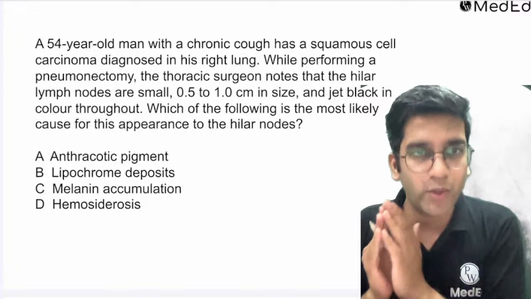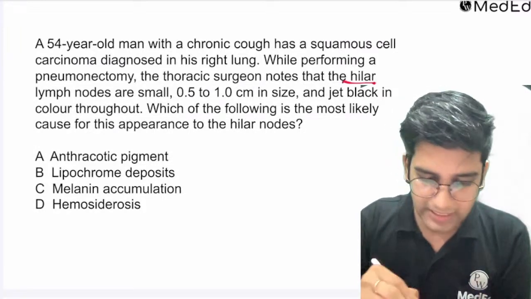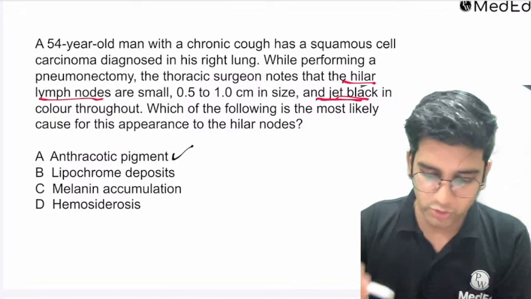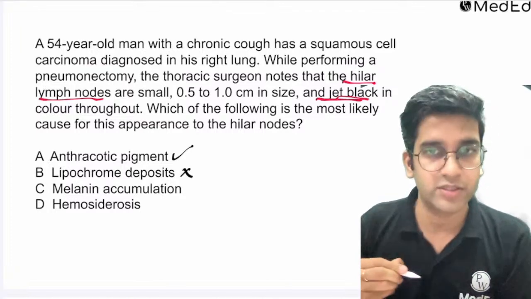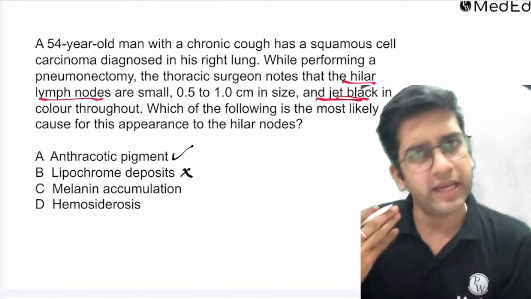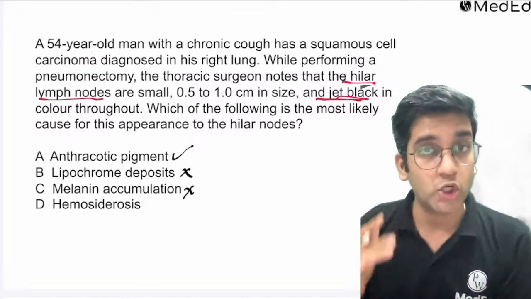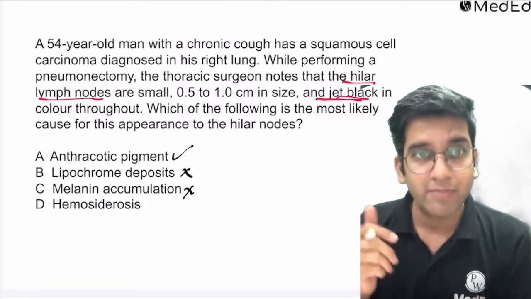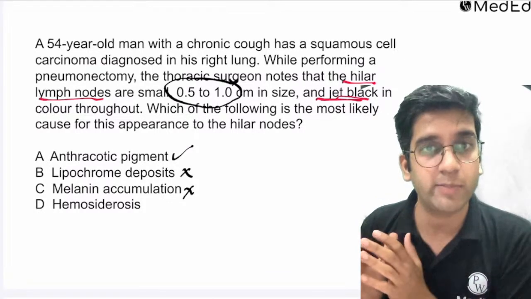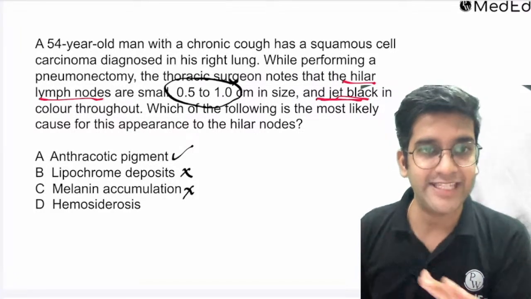A 54-year-old with chronic cough, squamous cell carcinoma on the right lung. While performing a pneumonectomy, the surgeon notes a hilar lymph node that is jet black in color. Black is only one thing. It's always anthracotic pigment. Don't think of lipochrome, because lipochrome will not be seen predominantly in a lymph node. Even if it's lipochrome, it's brown atrophy of the heart. It's not black in color. Melanin grossly can give a blackish appearance. There is no reason why a 0.5 centimeter node should have melanoma deposit in a patient with squamous cell carcinoma. It's not linking, so it's not option C as well.